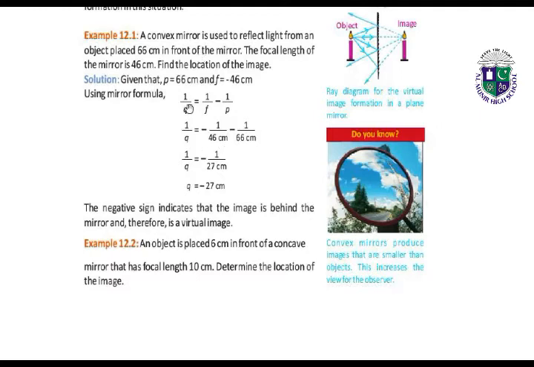We have to find out the location of the image, so we have to find 1 over q. The given data is this. Here we have the value minus 46. The negative sign shows this, you can observe it from the above table. By putting the values we will get the value of q. The negative sign indicates the image is behind the mirror. What is the negative sign showing, where is the image formed? Behind the mirror, and it is a virtual image.